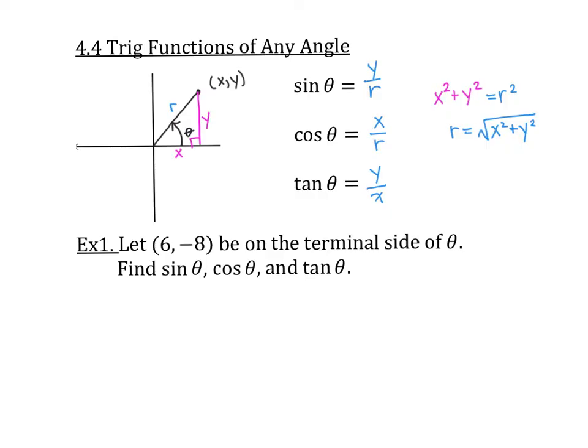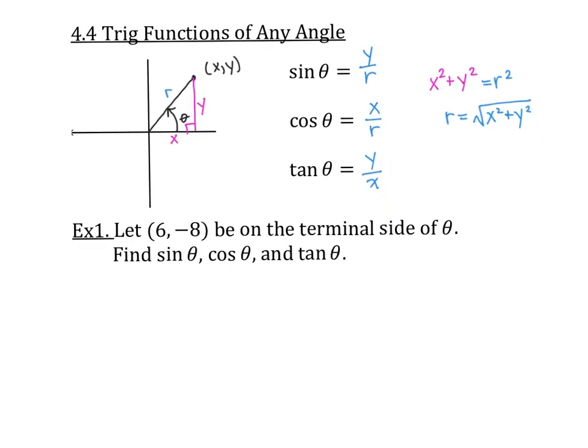Okay, so for example 1, we're going to let (6, negative 8) be on the terminal side of theta, and we're going to find sine theta, cosine theta, and tangent theta. I'm going to use the formulas we just wrote down to find sine, cosine, and tangent, but then I'll also draw a picture for people who prefer the picture.